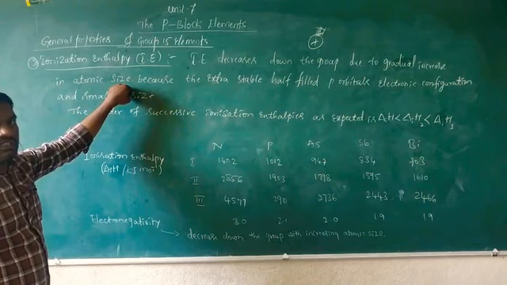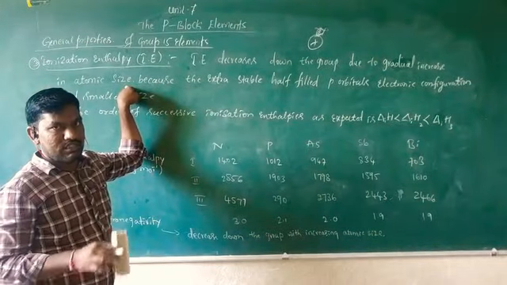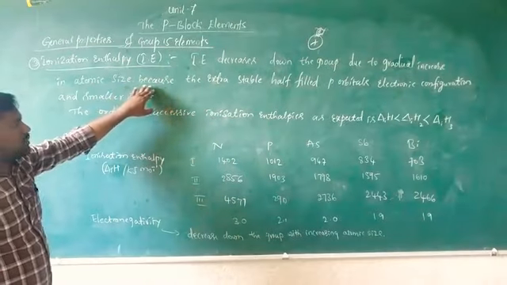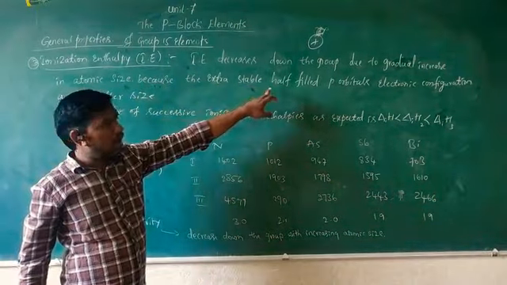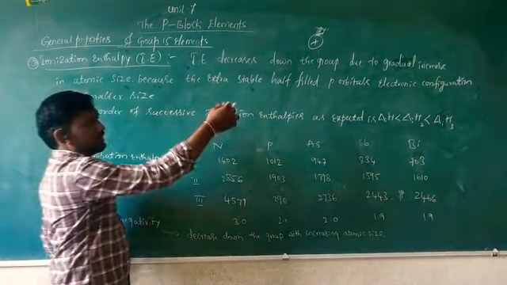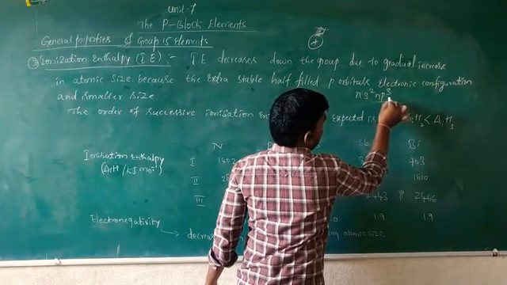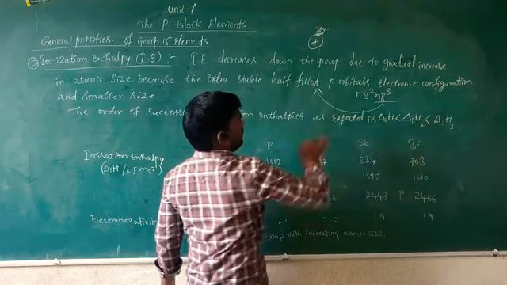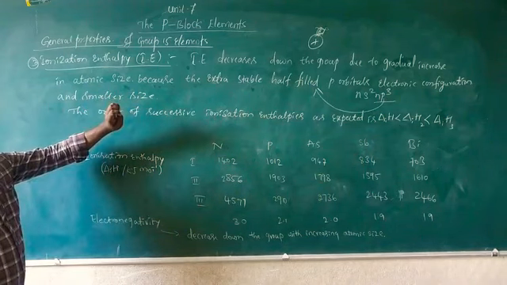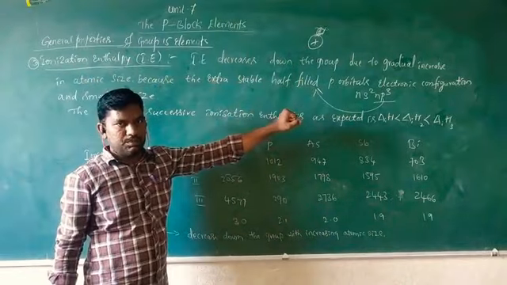Why does atomic size increase? Atomic number increases, so size increases. Nitrogen has the extra stable half-filled p orbital electronic configuration, that is ns2 np3, and a smaller size. This is the reason why ionization enthalpy decreases down the group.